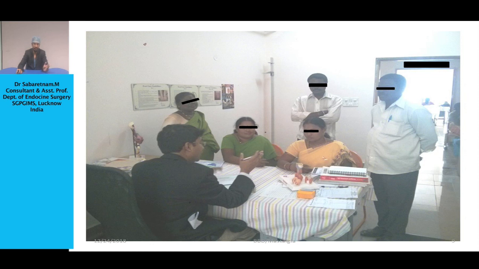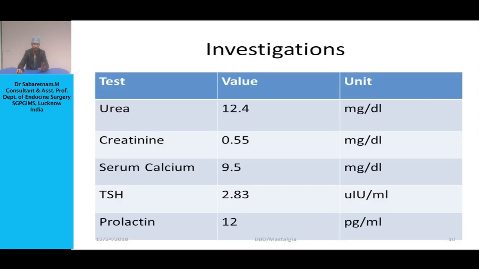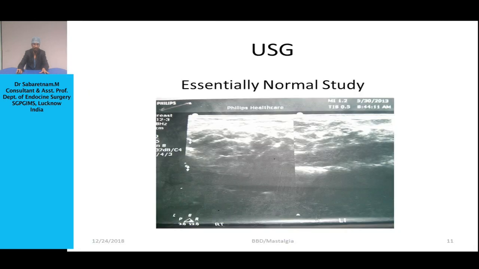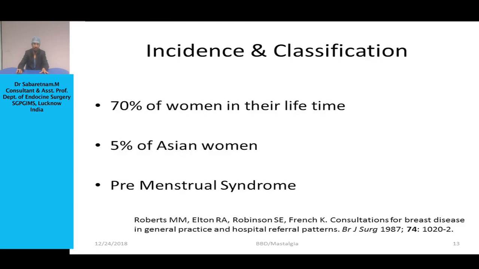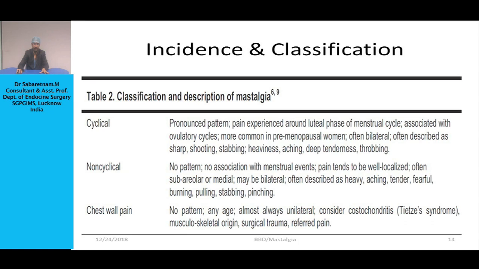So for a surgeon, it's a very small problem. For a patient, it's very big. That's what I want to convey with this slide. And these are all not needed. Somebody has done all these tests outside, including calcium. TSH and prolactin are relevant. TSH is 2.83, prolactin is 12. And ultrasound of the breast was essentially normal. And sonomammography, they are repeated again.